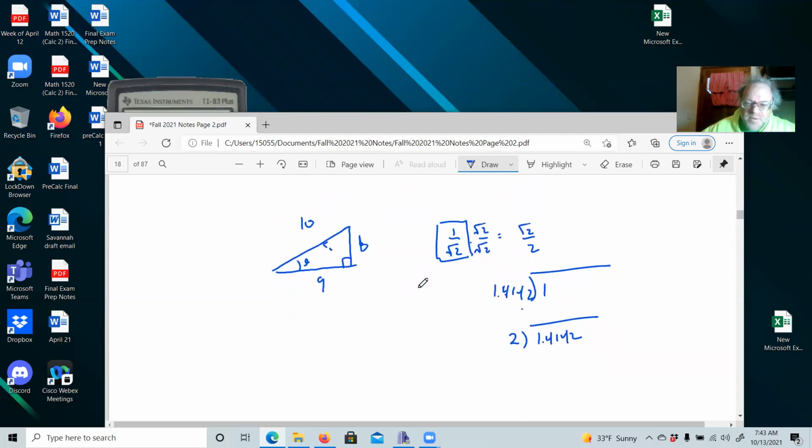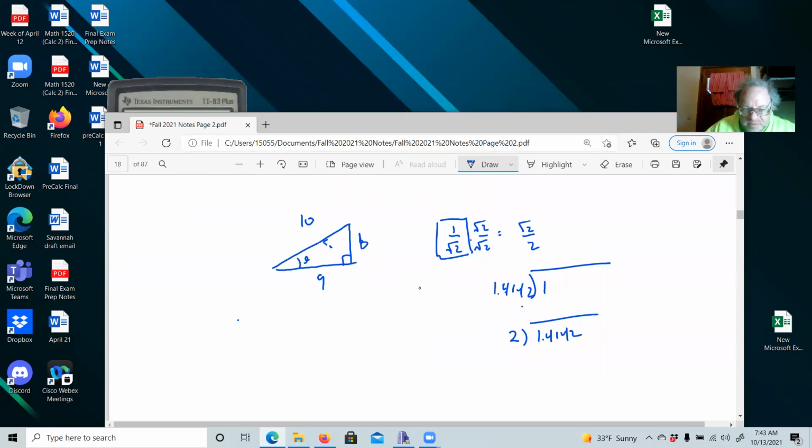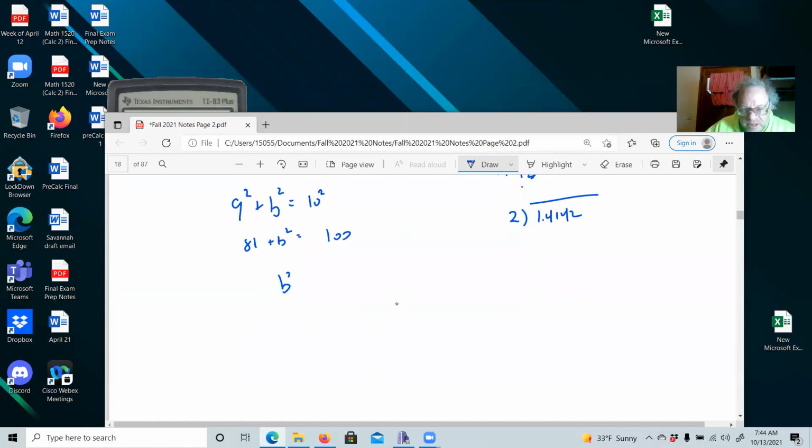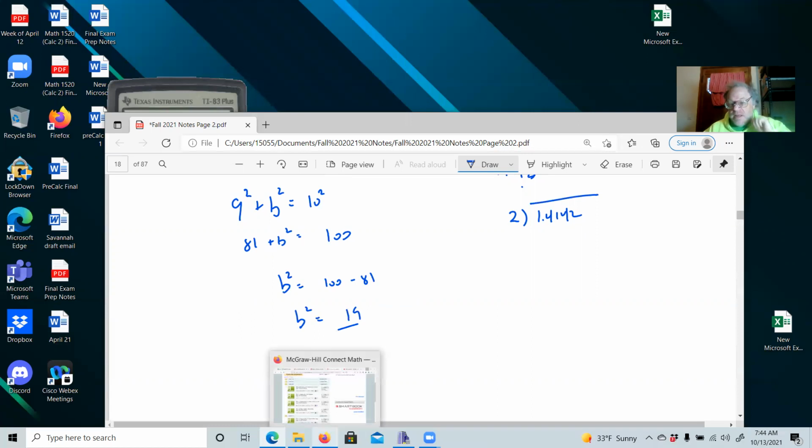All right, so what are we going to do? We're going to say, oh, Pythagorean theorem. So we have 9 squared plus b squared is equal to 10 squared. So this is 81 plus b squared is equal to 100. So b squared is equal to 100 minus 81. b squared is equal to 19. All right, so b must be the square root of 19.